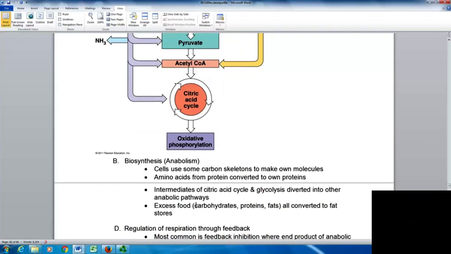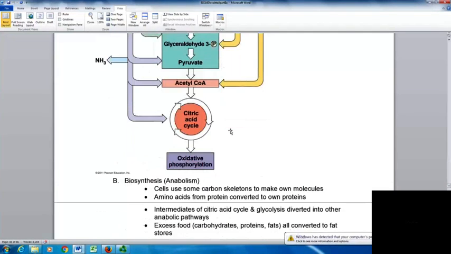Biosynthesis, how we're going to build things. This process also provides us with a lot of building blocks. The cells can use some of the carbon skeletons to make their own molecules. Your amino acids from the proteins can be converted into your body's own proteins that it needs. Your intermediates of the citric acid cycle and glycolysis can be diverted into other anabolic pathways when needed. When excess food is taken in, whether it's carbohydrates, proteins, or fats, they're all converted to fat stores. So excesses of anything ends up being fats.